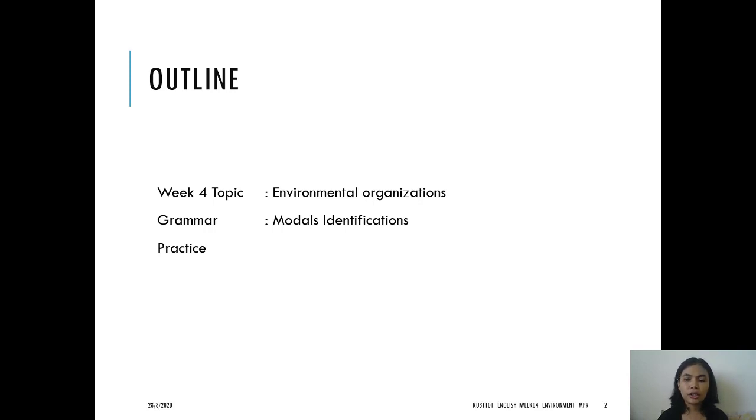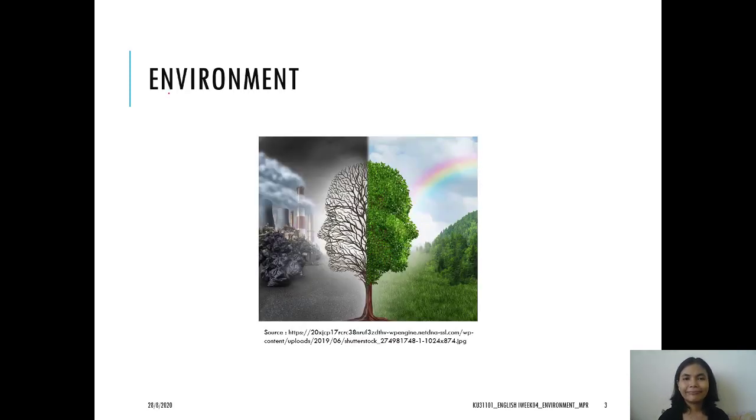So let us check the topic. As you can see over here, the topic is about environment. Some of you may not be familiar with this topic. Environment is the surroundings of you, like the trees, the plants, and everything that is happening around you.